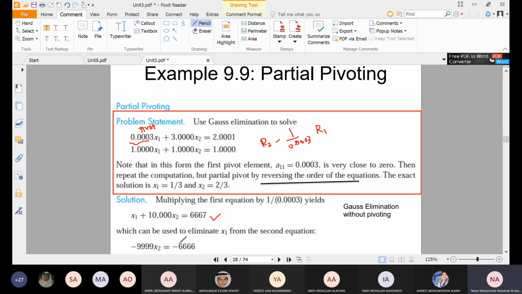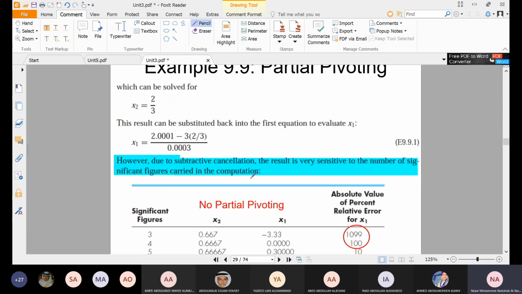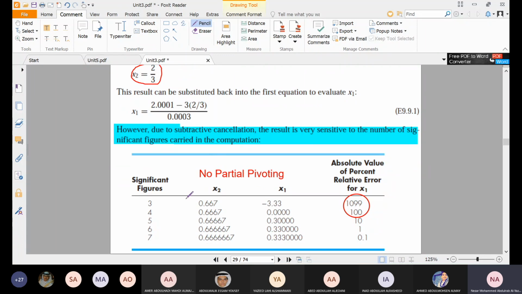As a result, after we do this elimination, we'll get X2 equal to 6,666 over 9,999. If we solve this one, this is X2 and this will be X1. Because of the subtracting cancellation, the parameter here is very, very sensitive to the number of significant figures. So these are the results that we have.